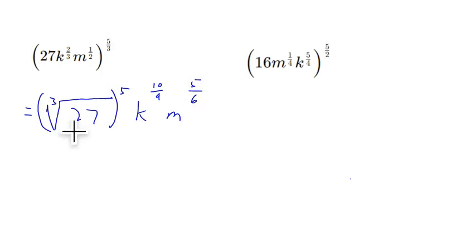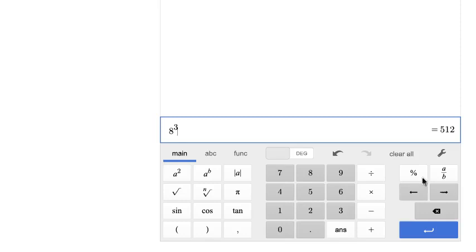All right, we have a little work to do here. We're wondering what number multiplied by itself 3 times equals 27. Well, that would be 3, because 3 times 3 times 3 is 27. So we have 3 to the 5th power, because the third root of 27 equals 3. Then we have times k to the 10/9 power times m to the 5/6 power. Let's work out 3 to the 5th power. $243.